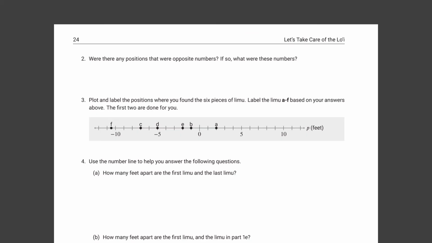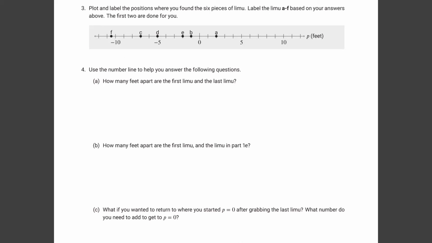Okie dokie, welcome back. Here's the number line with the positions of the 6 limu found in Part 1. Let's see how we can use the number line to answer Part 4b. In this part, we are finding the distance between the limu in part 1a and the one in part 1e.